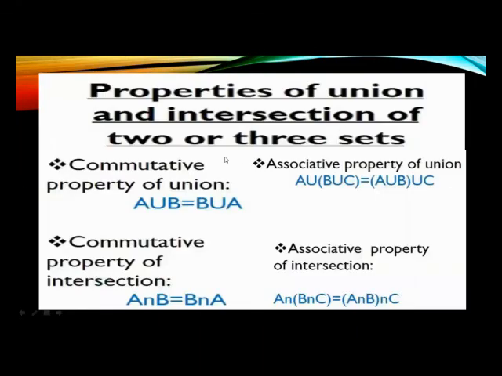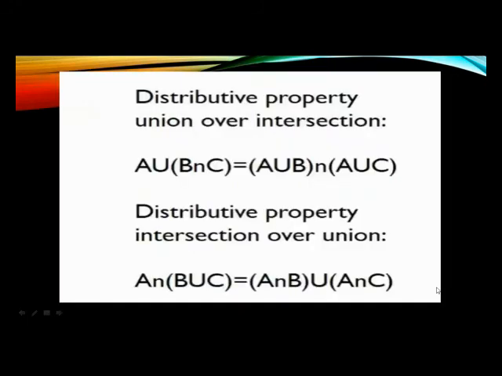Now the properties of union and intersection of two or three sets. There are three properties. The commutative property of union, that is A union B equals B union A; the commutative property of intersection, A intersection B equals B intersection A; the associative property of union, A union (B union C) equals (A union B) union C; the associative property of intersection, A intersection (B intersection C) equals (A intersection B) intersection C.